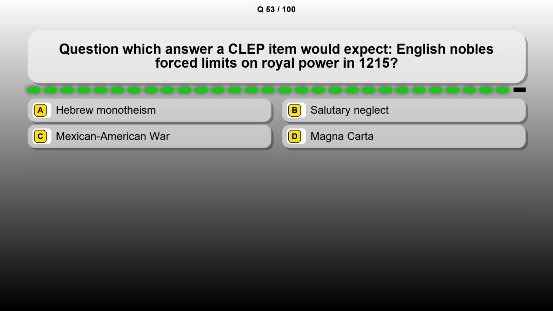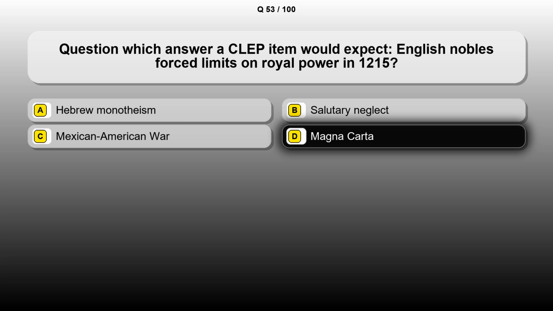Question 53. Which answer would a CLEP item expect when English nobles forced limits on royal power in 1215? Option A, Hebrew monotheism. Option B, salutary neglect. Option C, Mexican-American War. Option D, Magna Carta.